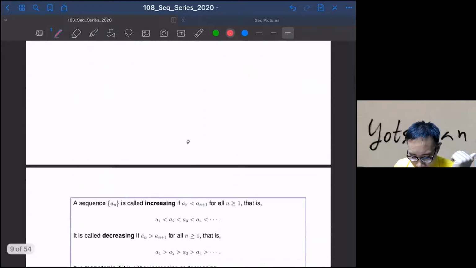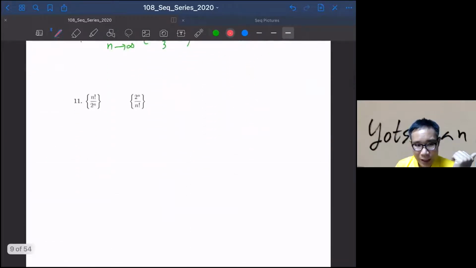Okay, for number 11, you see that we are dealing with n factorial again, and it's going to turn out to be n factorial over 2 to the n, and 2 to the n over n factorial. Okay, so let's do the second one first. So you have 2 to the n over n factorial.